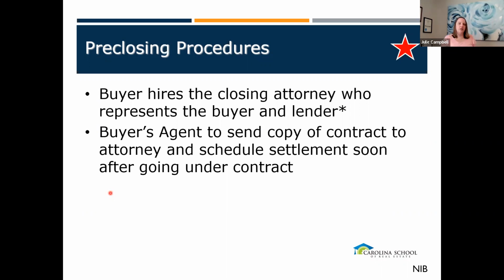If the buyer's getting a loan, they come with a lender, and the closing attorney also represents the best interest of the lender. And the best way that the closing attorney can represent the lender is, as soon as they record the buyer's new deed, in the next breath, they record the lender's deed of trust.